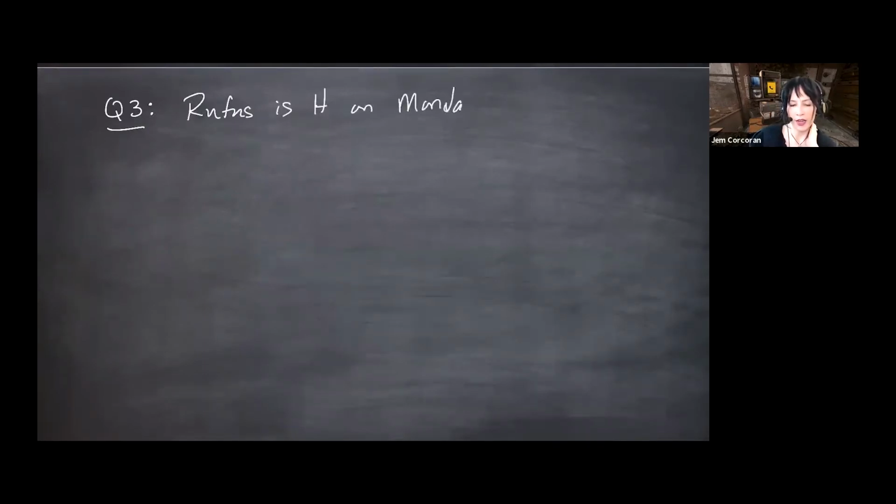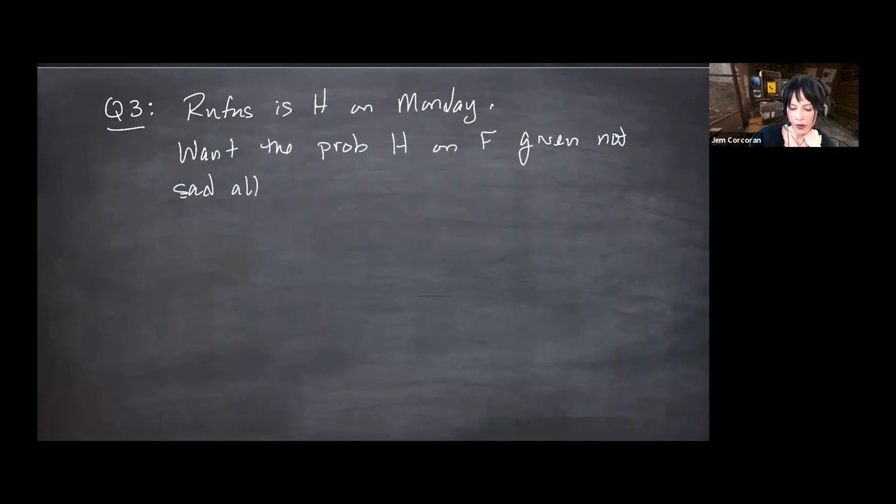Okay, so I have 2 more questions for Rufus. On my third one, we have that Rufus is happy on Monday, and I want something very similar to the last one. The probability he is happy on Friday, given that he was not sad all week, including Friday.